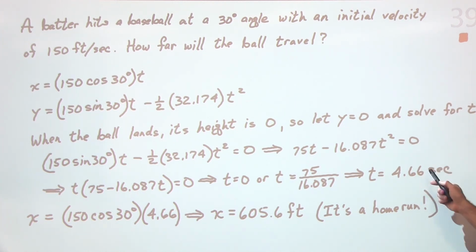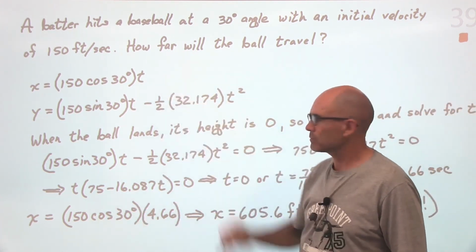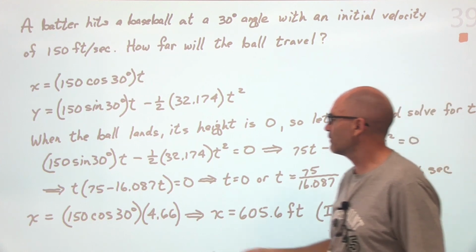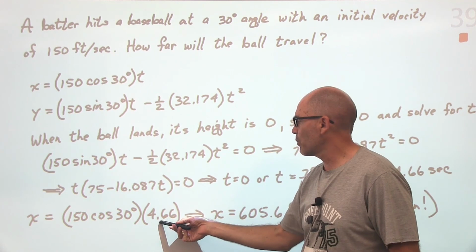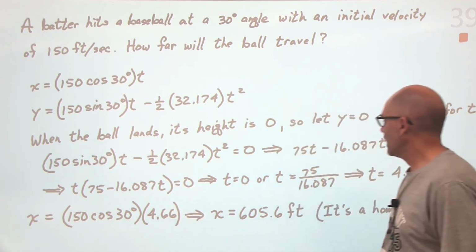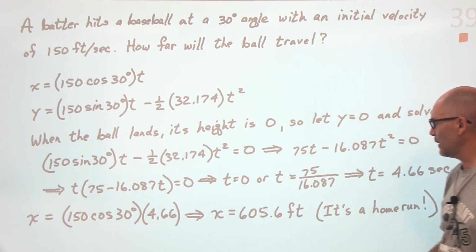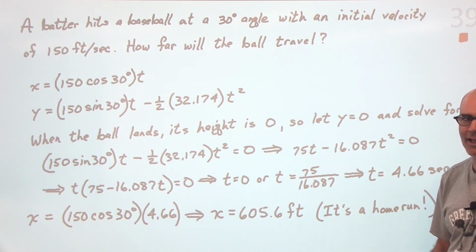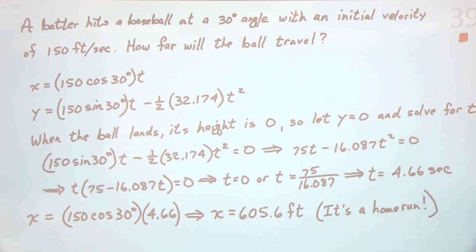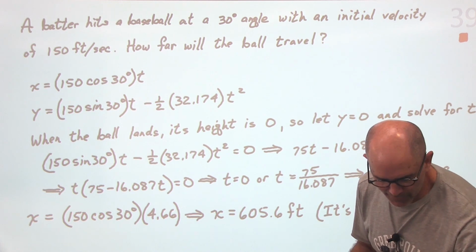Now we know how long it's been up, so we can find out how far it's gone. So we go back to the x equation, and I go 150 cosine 30 times 4.66 seconds, and I'm going to get 605.6 feet. So clearly, that ball's a home run in any ballpark in the country. So, that's it. Baseball game is over. Have fun with these.